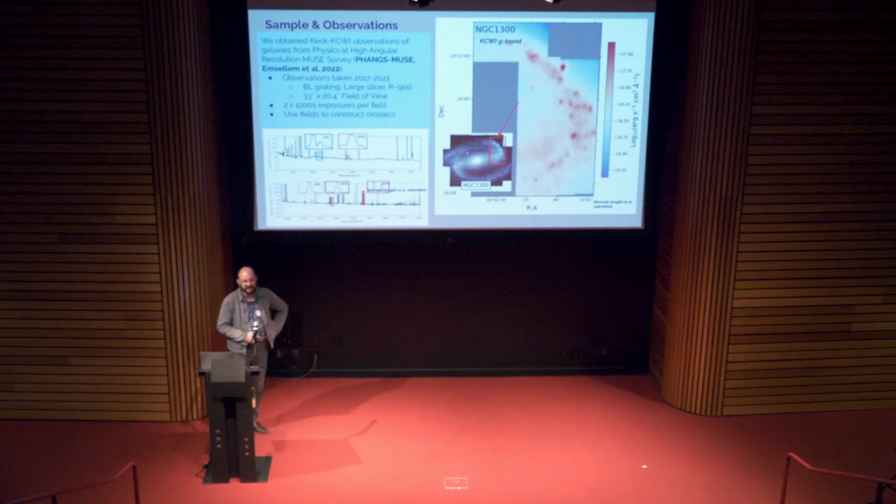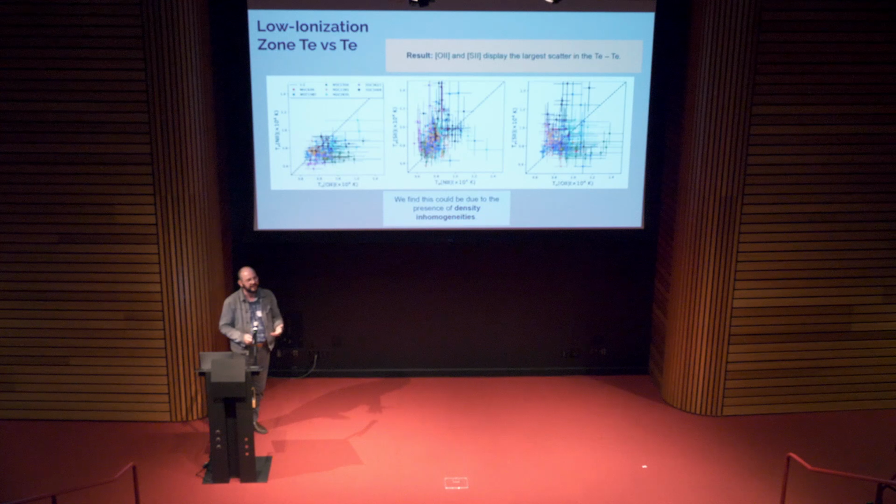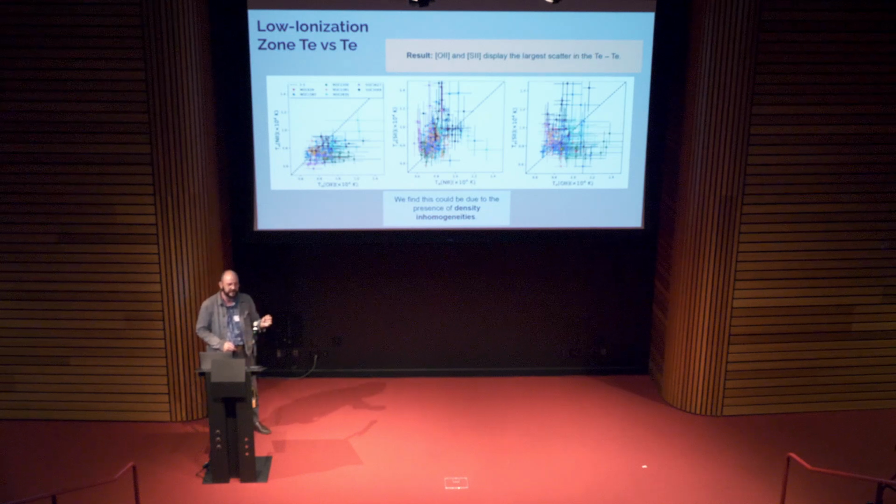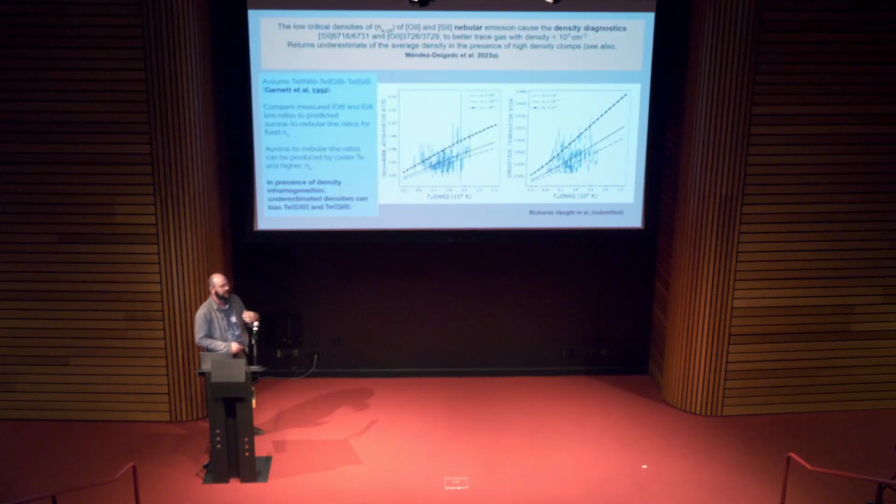So we took those temperatures and first did a comparison of how they relate to each other in temperature diagrams. Here we're showing only the low ionization zone temperatures, so oxygen-2, sulfur-2, and nitrogen-2. And we see that consistently nitrogen-2 has the least amount of scatter compared to sulfur-2 and oxygen-2, which is very apparent in this plot here, where we see large scatter towards hotter temperatures. We believe this is possibly due to the presence of density inhomogeneities within H2 regions.